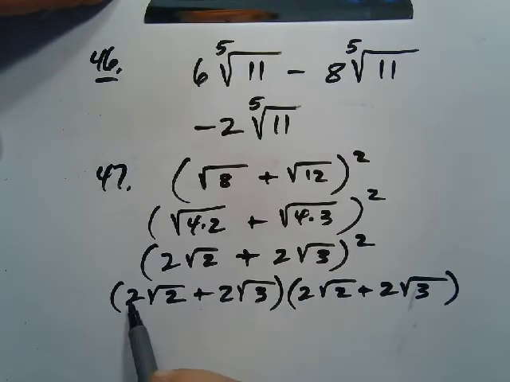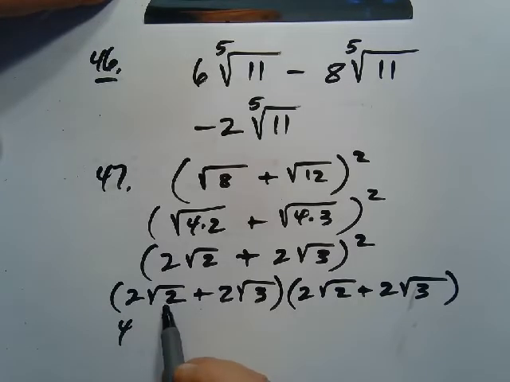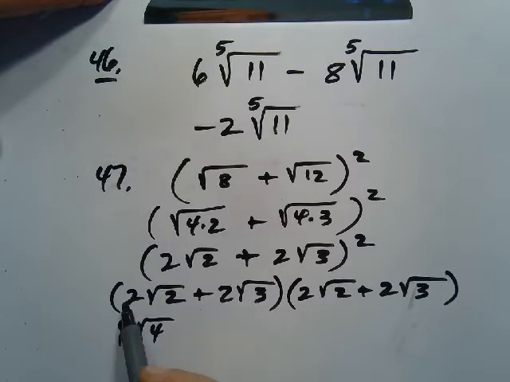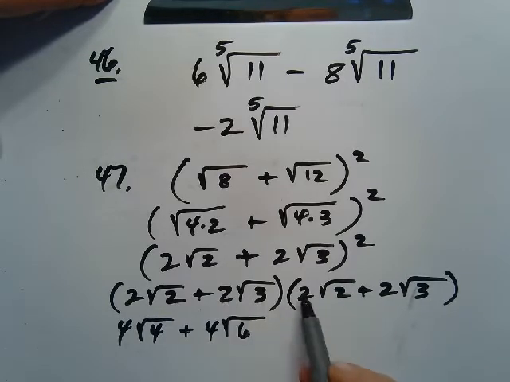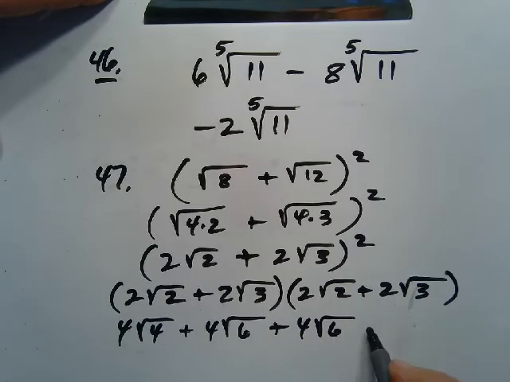So here we go. I'm first. 2 times 2 is 4, and root 2 times root 2 is root 4. I'll come back and clean that up later. Outer, 2 times 2 is 4. Root 2 times root 3 is root 6. Inner, 2 times 2 is 4. Root 3 times root 2 is another root 6. Those two are identical, which we kind of expect. And the last one, 2 times 2 is 4, and root 3 times root 3 is root 9.